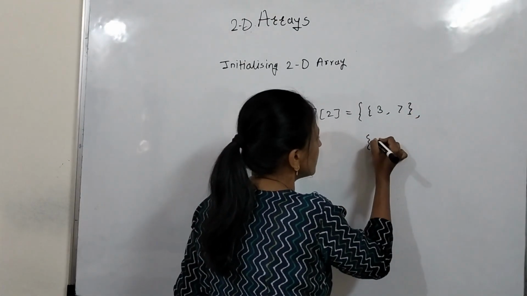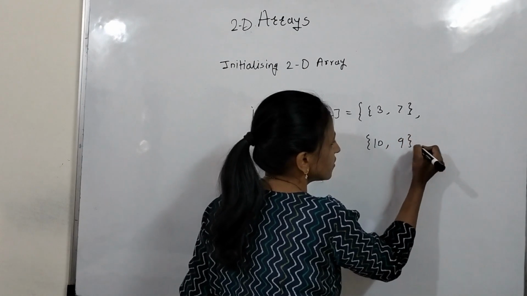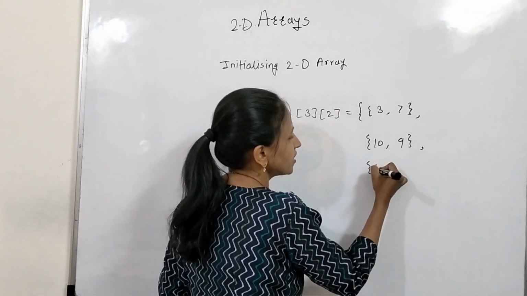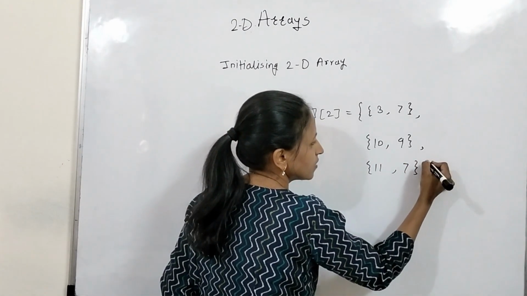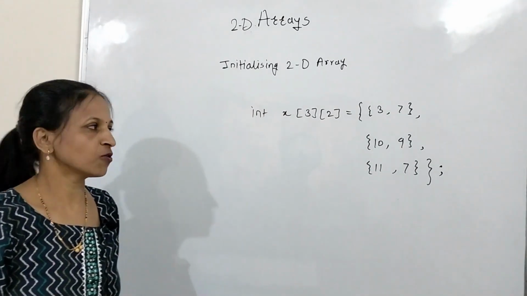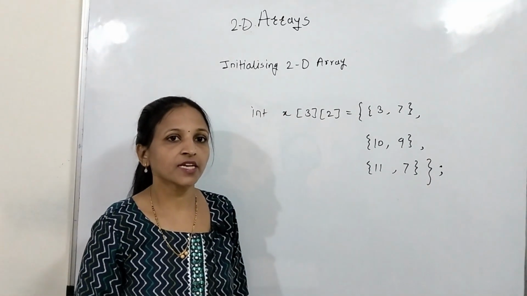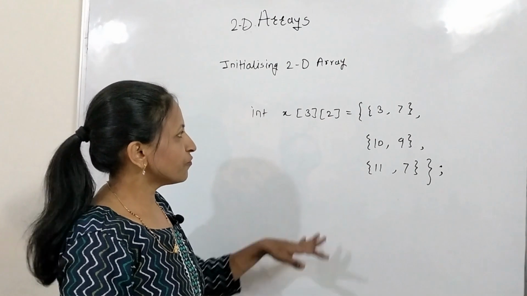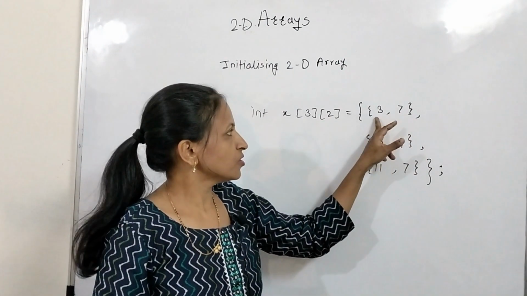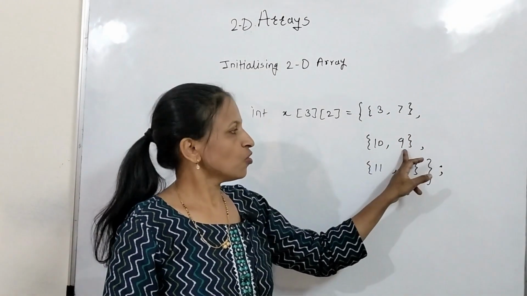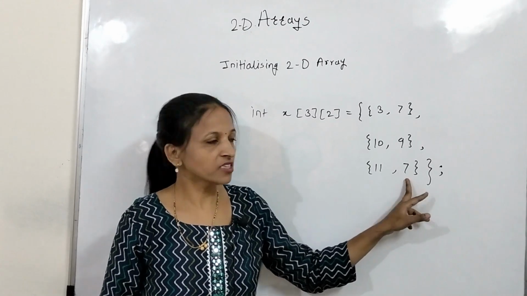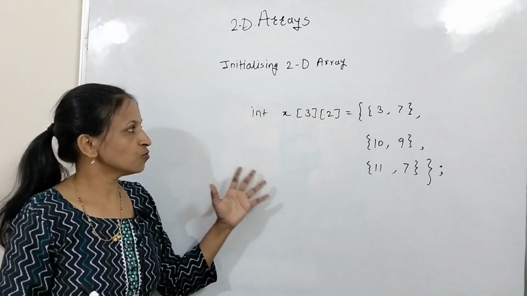Here I am placing 10 and 9. Then put a comma, and then the third array we can place like 11, 7. Again place the curly brace and give a semicolon. This is how we can initialize a two-dimensional array. Now the first element of that array will be 3, second will be 7. The indices are 0 0, 0 1, 1 0, 1 1, 2 0, 2 1, in that way.